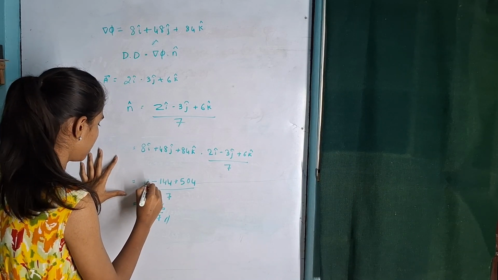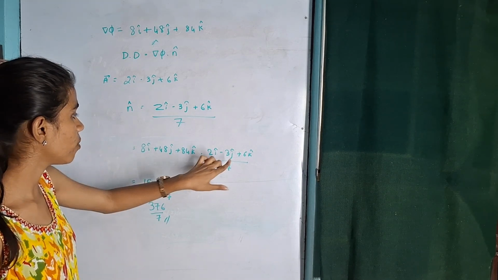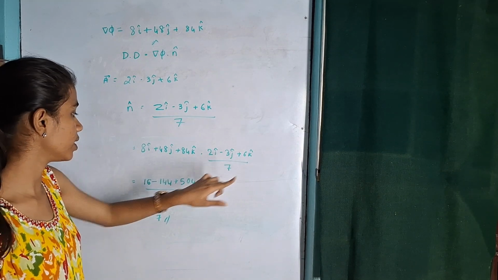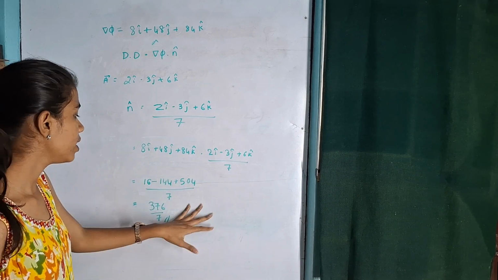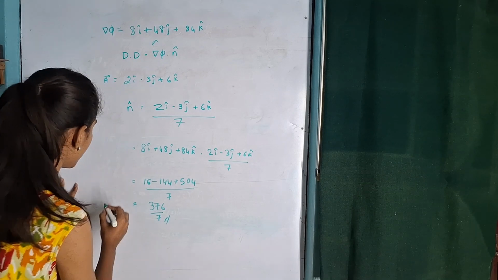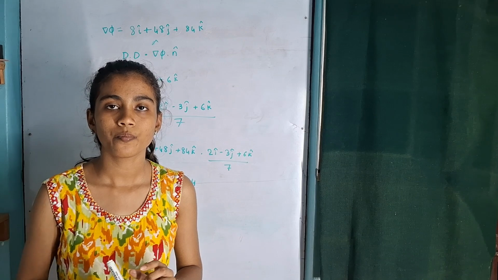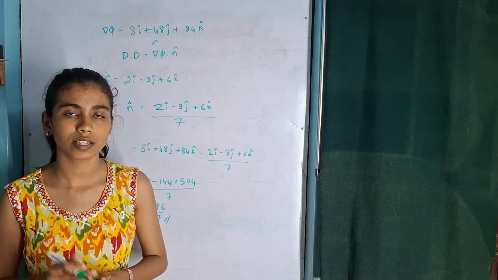This is 16 minus 144 plus 504 divided by 7, since 8 into 2 is 16, 48 into minus 3 is 144, 84 into 6 is 504. If you find the answer, we get 376 by 7. So this is the directional derivative of the given problem. I hope each and every step is clear.